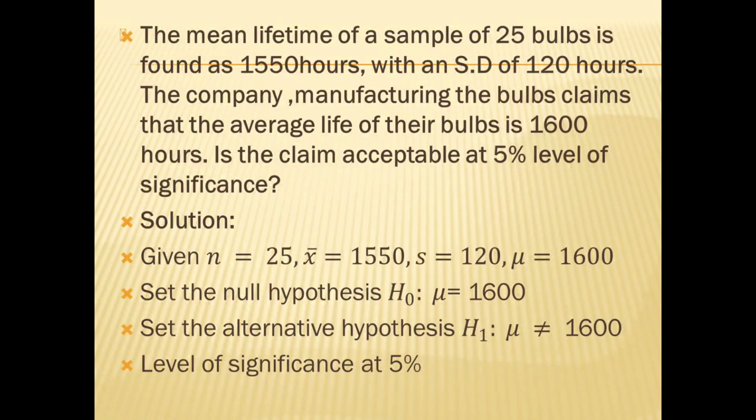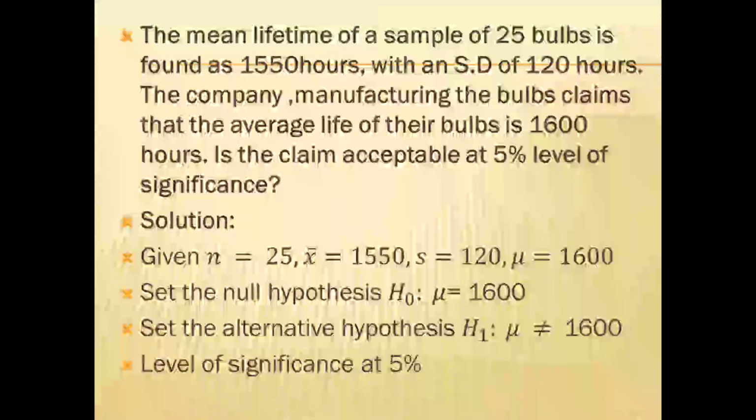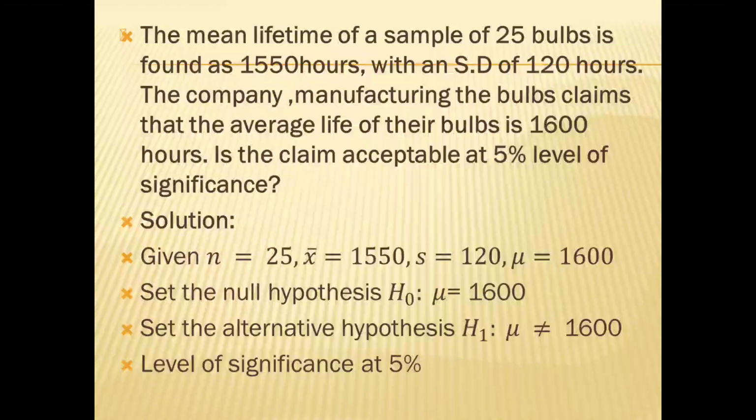Solution: given the sample size n is equal to 25, the sample mean x bar is 1550, the sample standard deviation s is 120 and the population mean mu is 1600. Now step 1, set the null hypothesis H0: mu is equal to 1600 and the alternative hypothesis H1: mu is not equal to 1600. The level of significance is 5%.